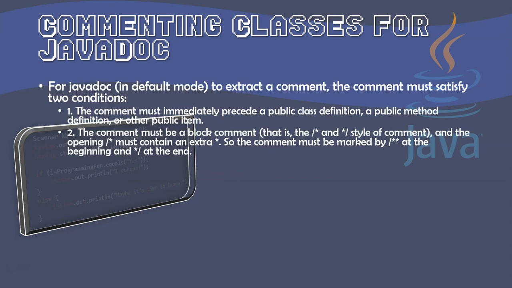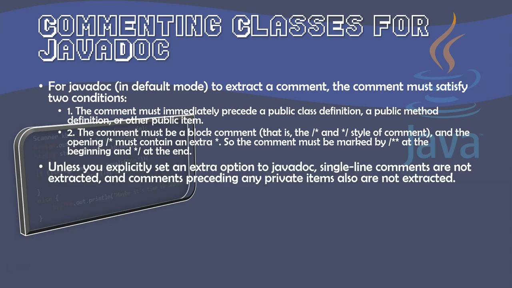For JavaDoc to run in this kind of default mode of extracting a comment, though, the comment has to satisfy two conditions. One, the comment must immediately precede a public class definition, a public method definition, or some other public item. And the comment must be a block comment, that is, with the /* style of comments, and the opening must have an extra asterisk. All right, because if you don't have that, then it's not going to recognize it as a comment for JavaDoc, and we'll look at that here in a minute.